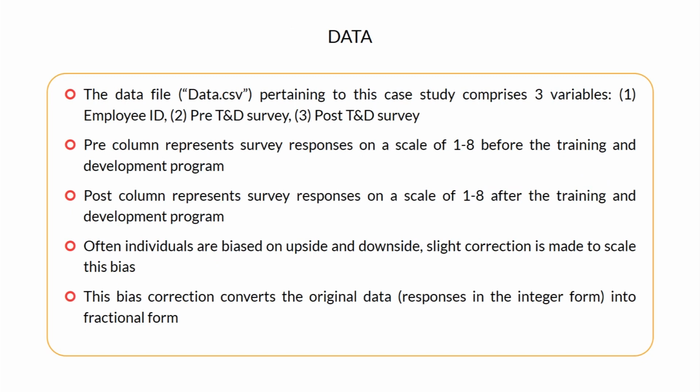The data provided, which is in the data file data.csv, comprises three key variables. First variable is employee ID. Second, employee response data before conducting the survey. This data is taken on a scale of 1 to 8. The data file uses the variable name pre to reflect this data.